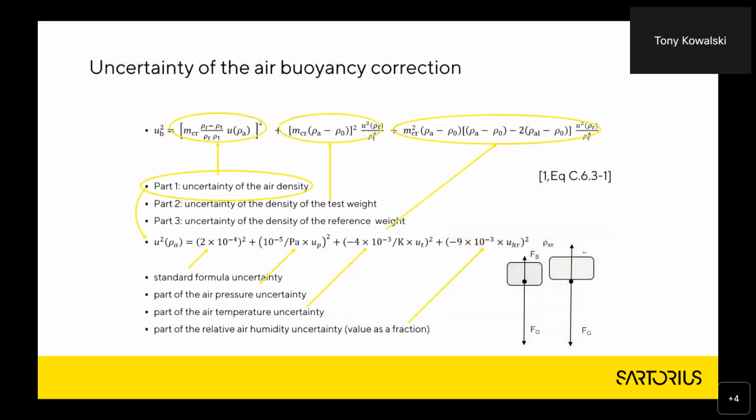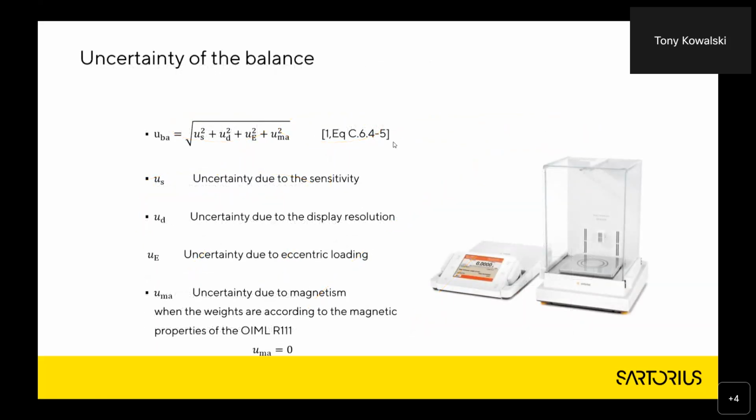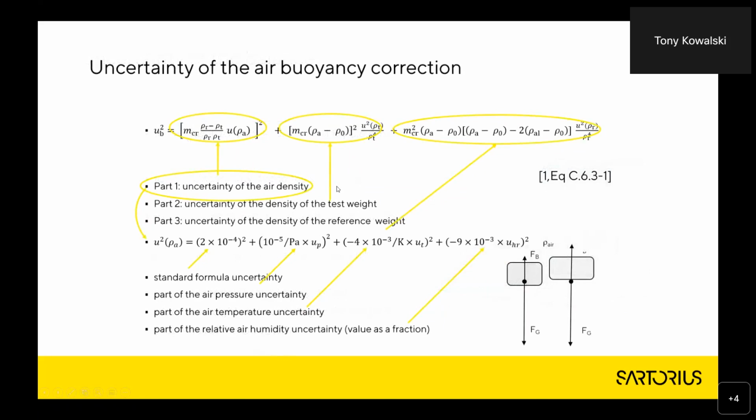I'm not going to go through all of these calculations, they're literally taken from the OIML, but we need to determine the uncertainty in the air buoyancy correction, because there'll be an uncertainty contribution from measuring the temperature, there'll be an uncertainty contribution from measuring the air pressure, and also a small uncertainty from measuring the humidity. So all of those are necessary for the air buoyancy correction uncertainty.